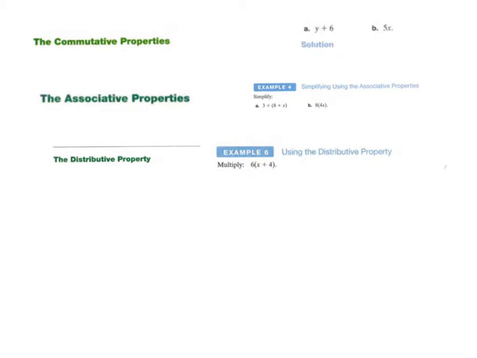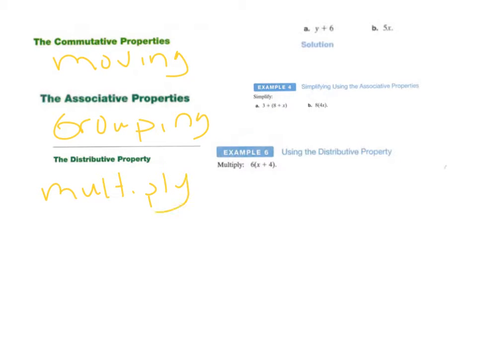The commutative property means moving. The associative property means grouping. And the distributive property means multiplying. So if we wanted to rewrite y plus 6 in the commutative property, we just change the order. We move it around. If we have 5x, we could make it as x5.